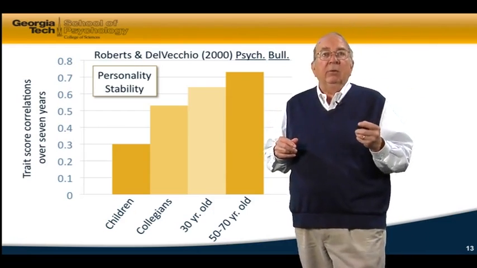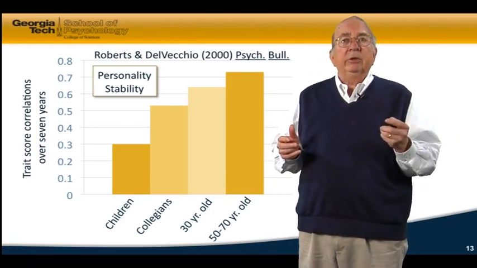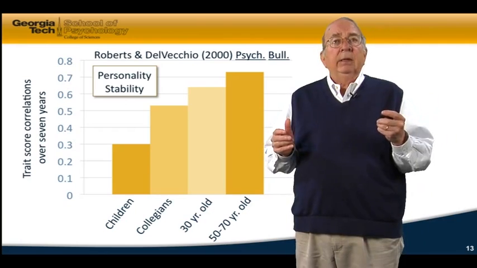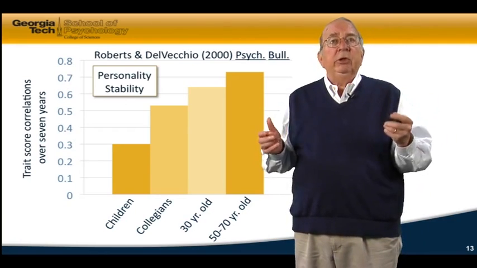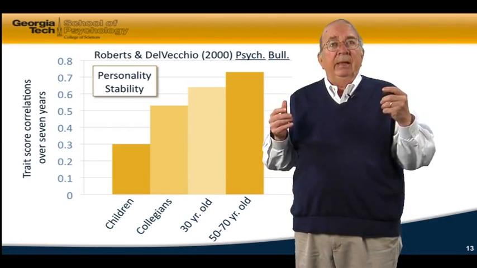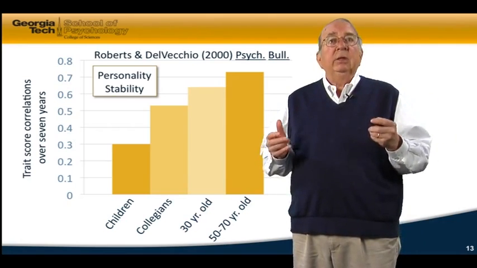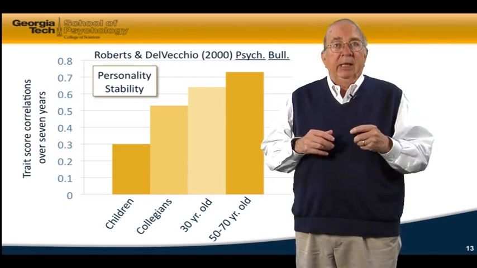So these tests are stable. They do have validity measures. They are reliable. In other words, these are the ones that you would use if you wanted to get a very objective measure, a standardized measure of personality.